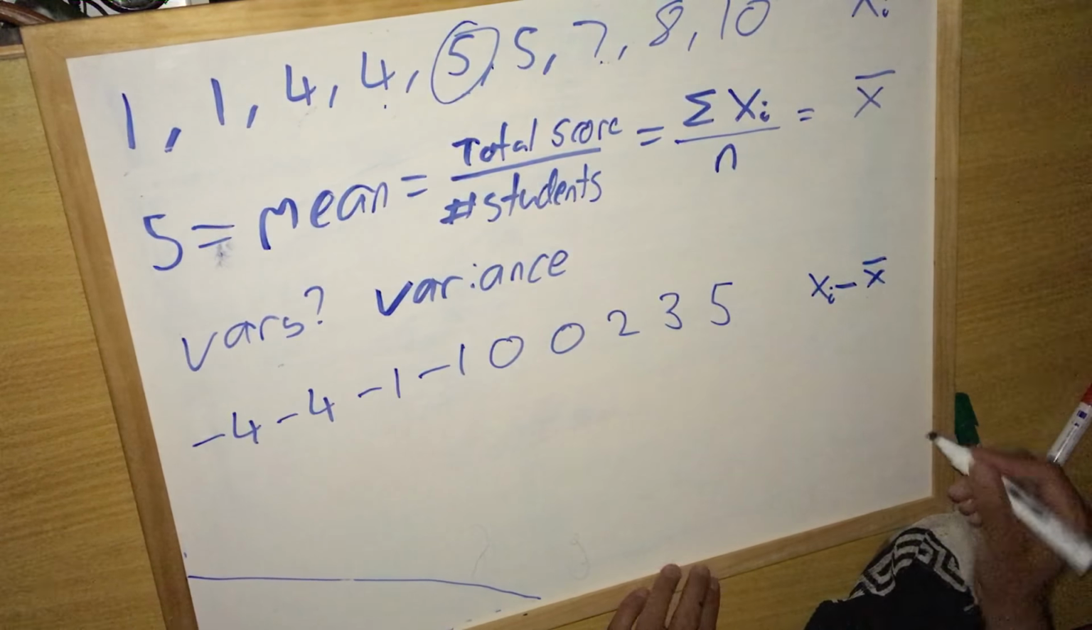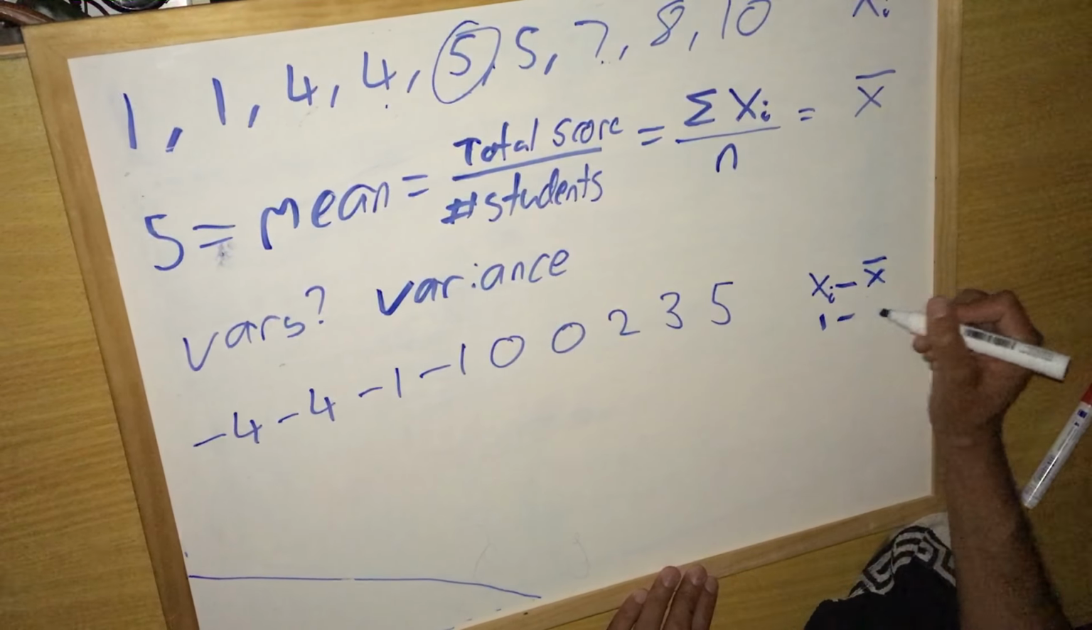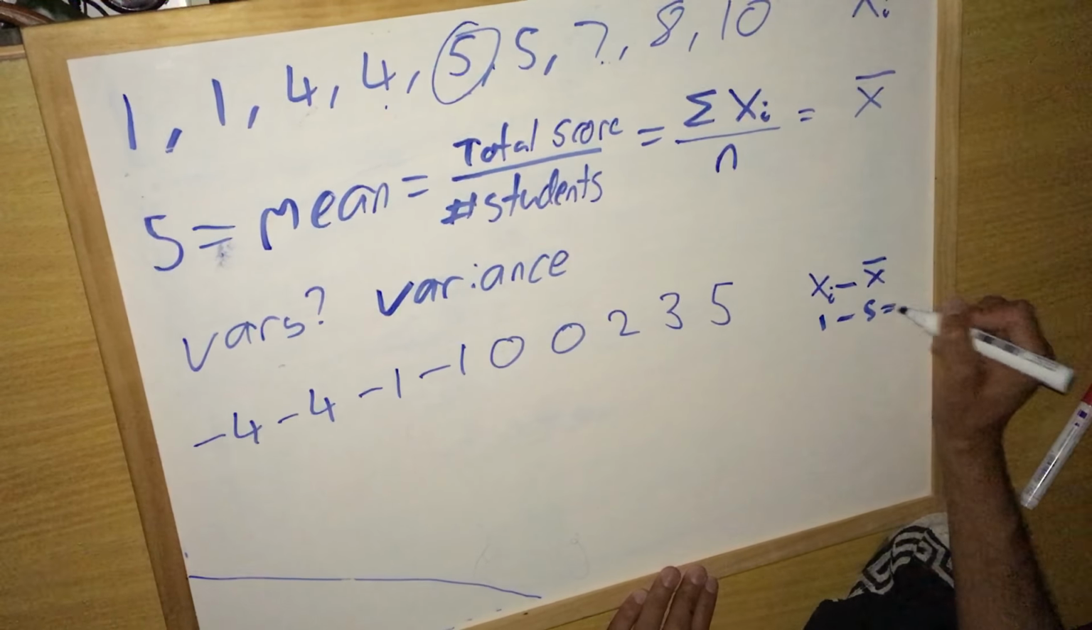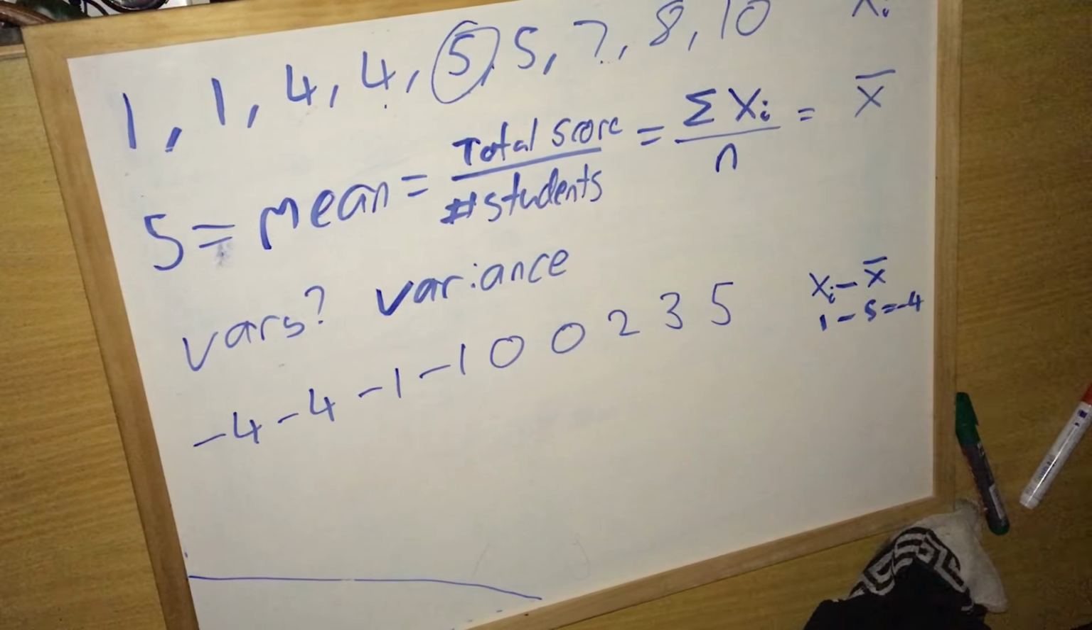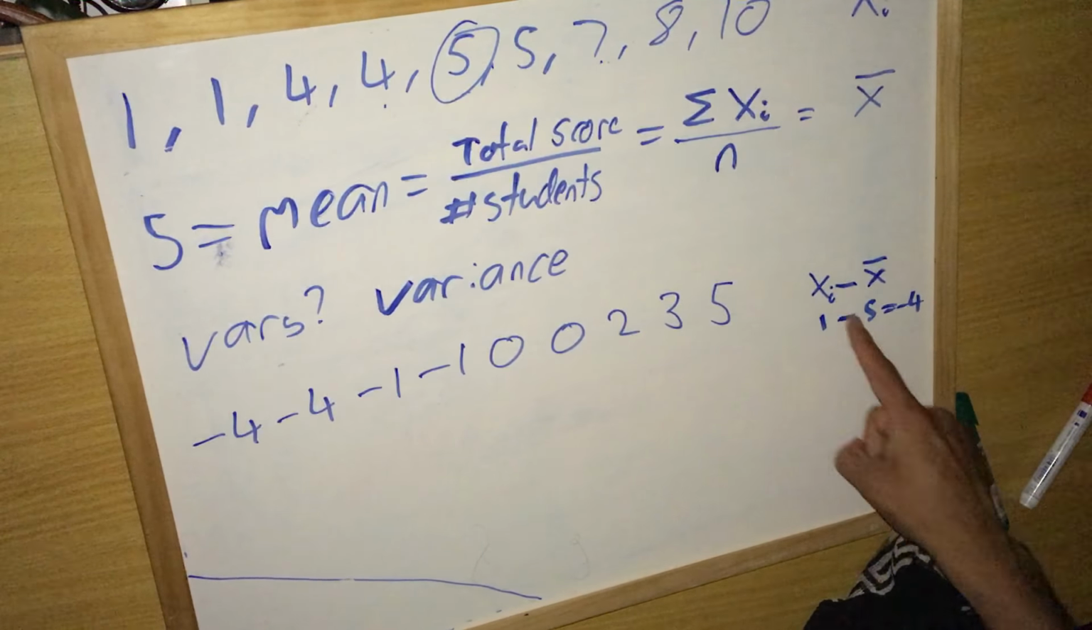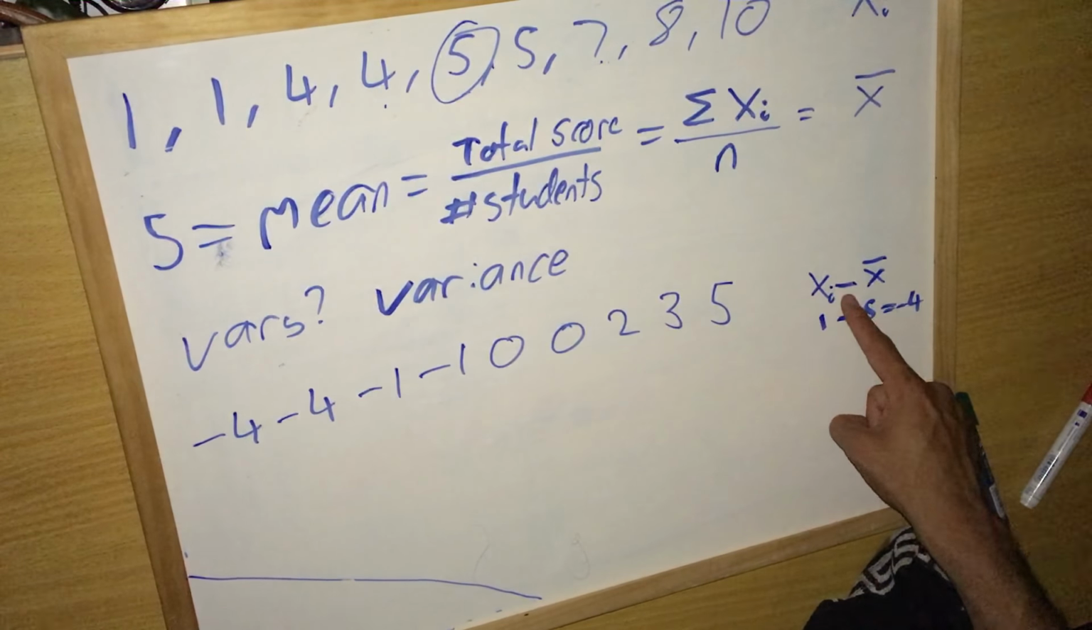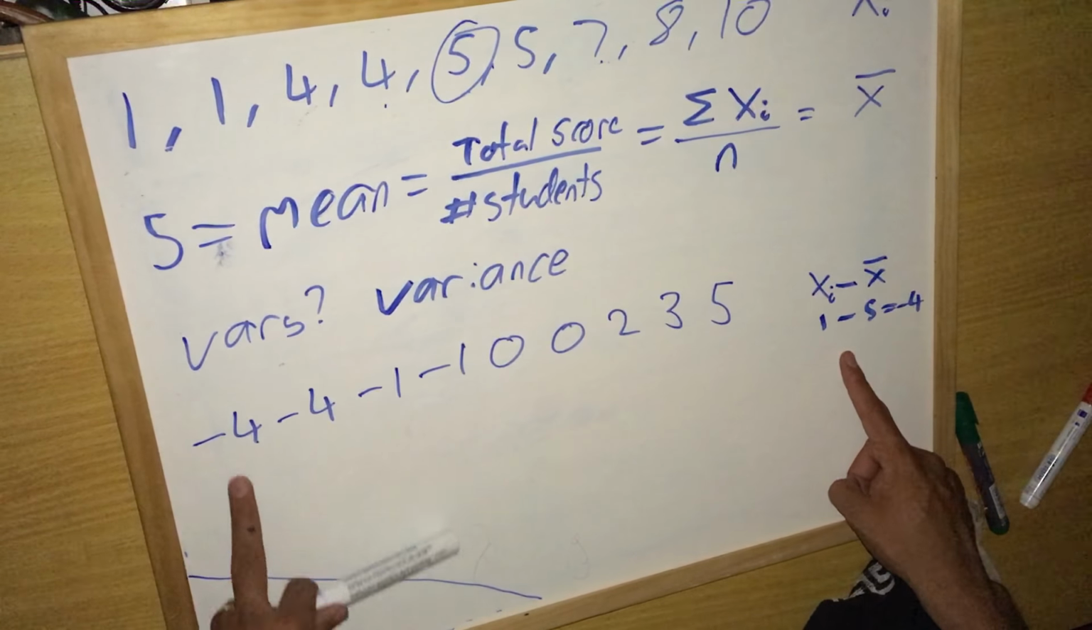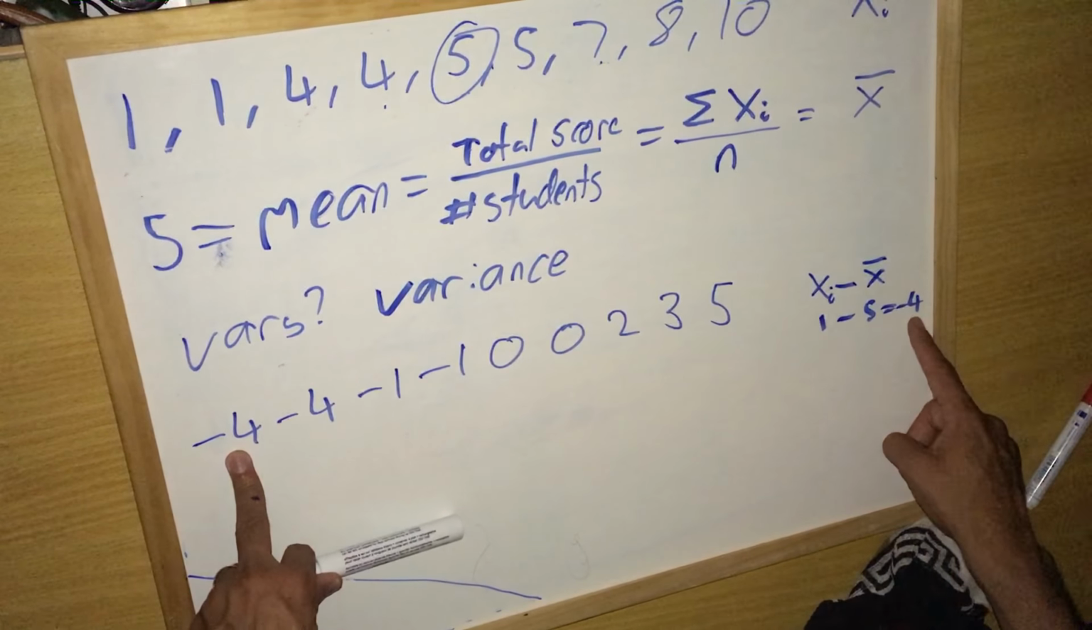And just as in a little example there, I went 1 minus 5, and that's how I got minus 4. So that's all this little symbol here means. Get each student score and take away the mean, such as this here. 1 minus 5 equals minus 4.